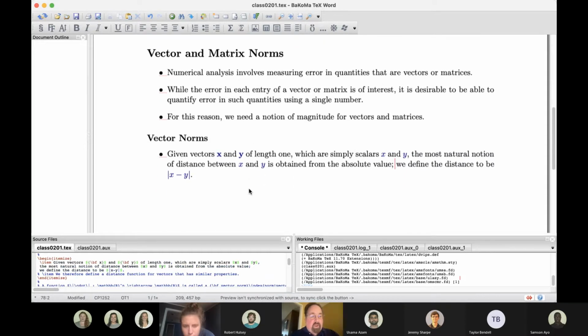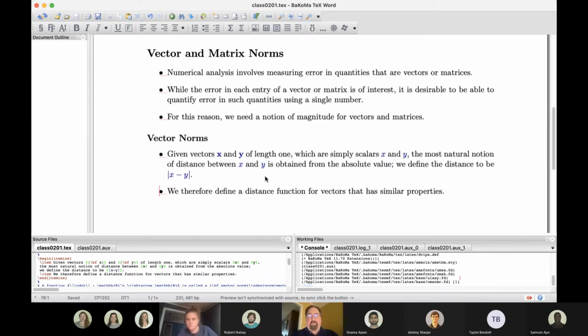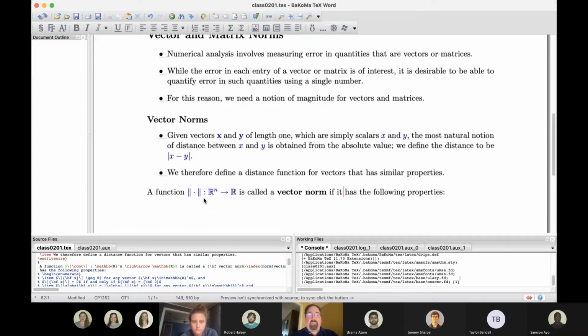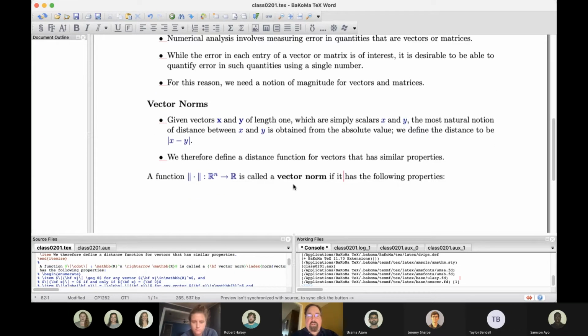How are we going to generalize absolute value? Absolute value has certain properties that are well known, such as the triangle inequality, and we want to have functions of vectors that yield a magnitude, and that should satisfy the same kind of conditions as absolute value. So now I can give the formal definition of a function called a vector norm.